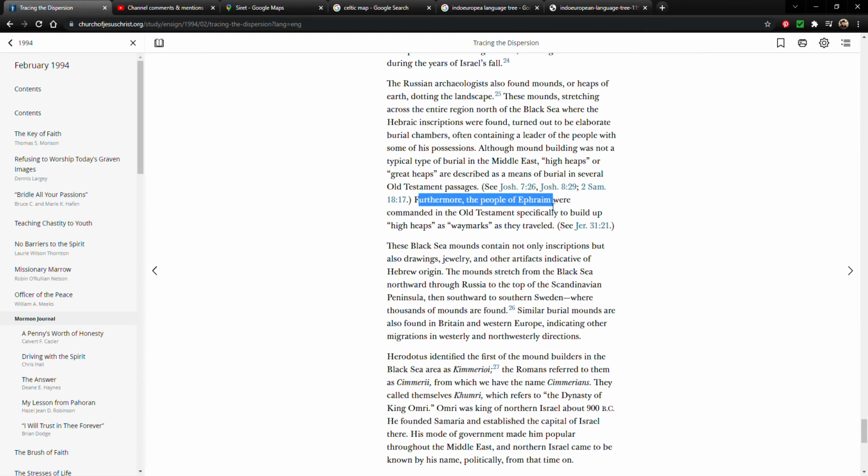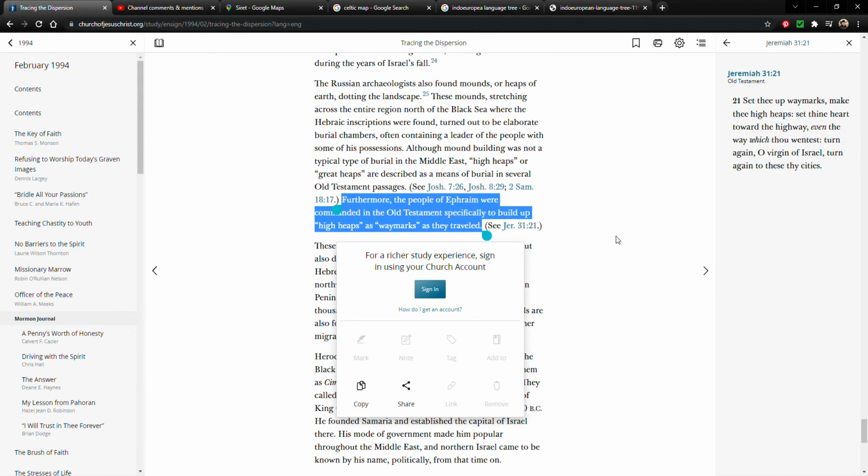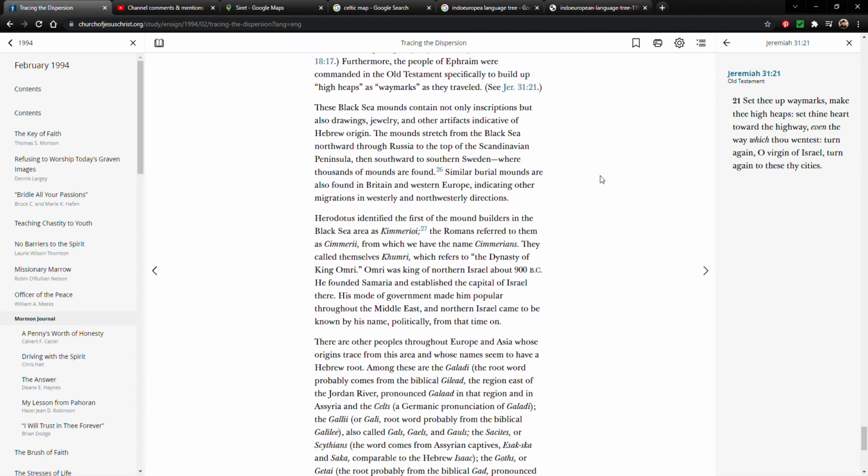Furthermore, the people of Ephraim were commanded in the Old Testament specifically to build up high heaps as waymarks as they traveled. Jeremiah 31:21. Set thee up waymarks, make thee high heaps, set thine heart toward the highway, even the way which thou wentest. Turn again, O virgin of Israel, turn again to these thy cities.